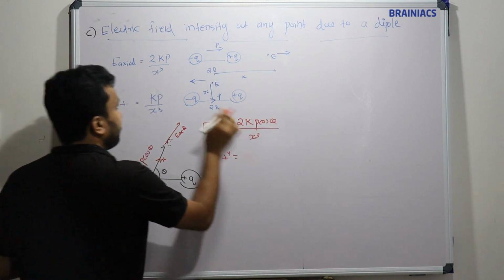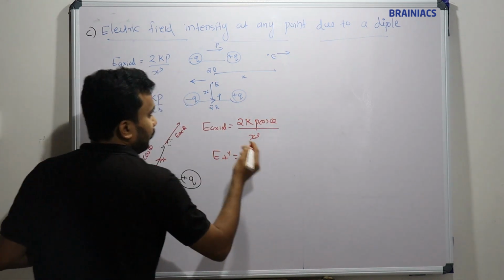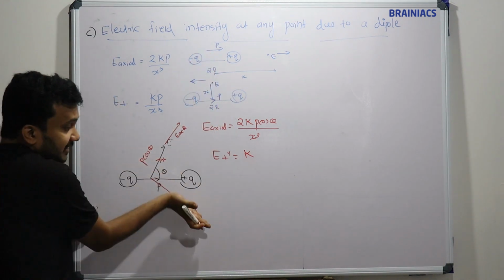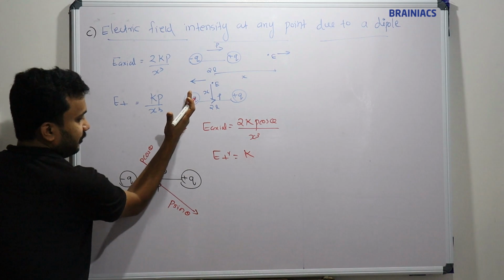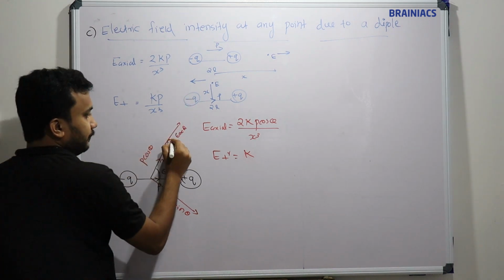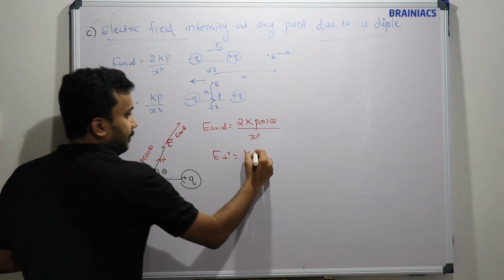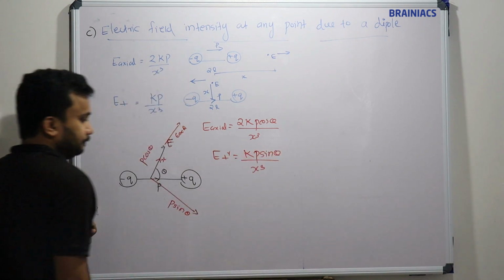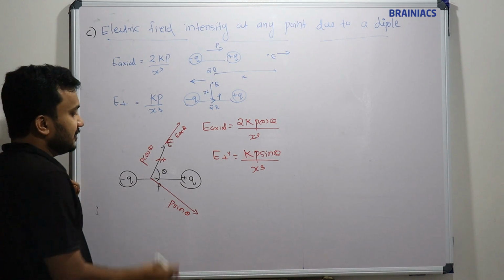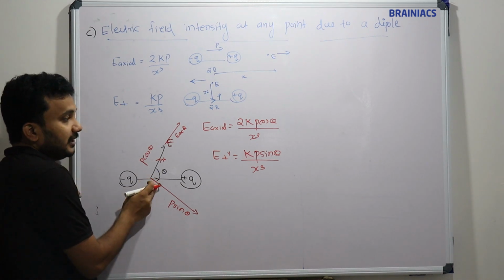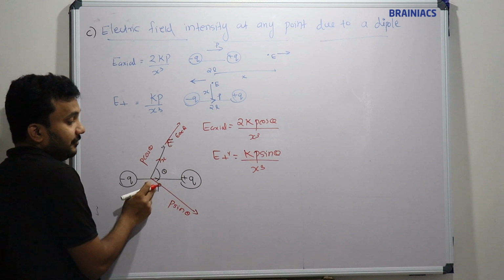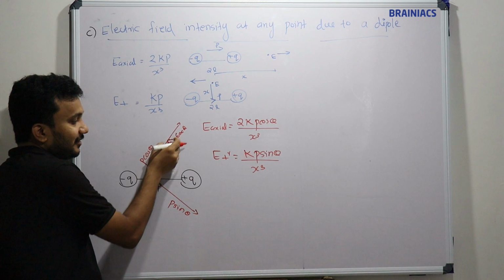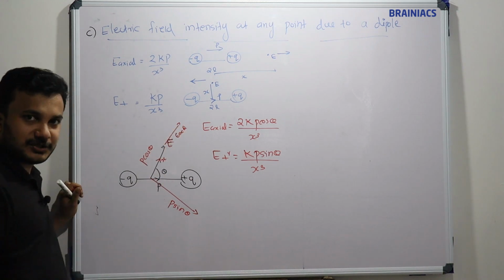What is the perpendicular formula? kp by x cube. Here P sin theta is like this, and this is a perpendicular point. So for this point the value will be kp sin theta divided by x cube. As I told, this electric field is opposite to the direction of the dipole. So this is one axial electric field along this direction.